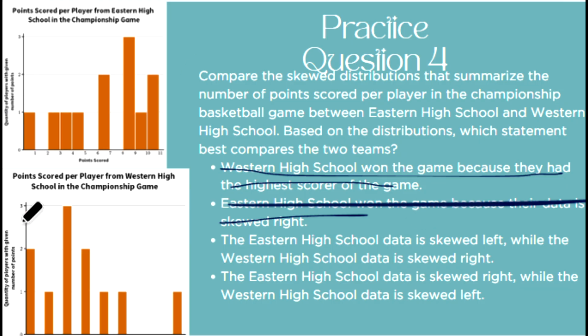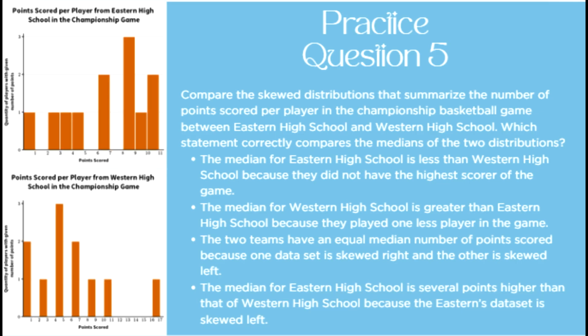While the Western High data is skewed right. That is an accurate statement. The Eastern High School data is skewed right. No. While the Western is skewed left. Okay, there's only one correct answer that time. Hallelujah.